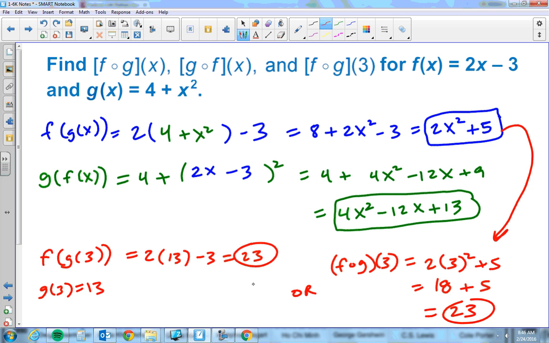Some problem like that, I don't care which way you choose. Frankly, if this was the only question, I wouldn't take the time to find the composite function first and use it. I would just plug it in one and the other. But here we did have that at hand, so that's nice. All right.